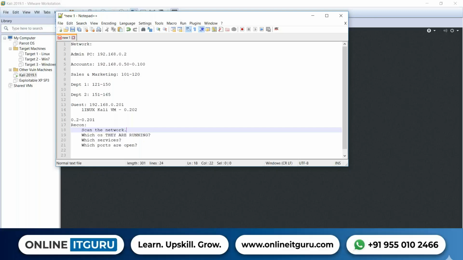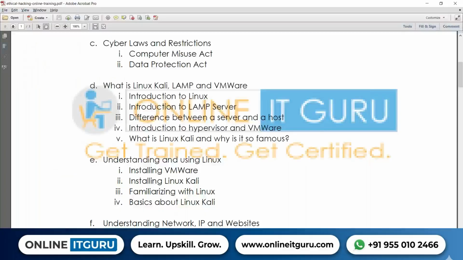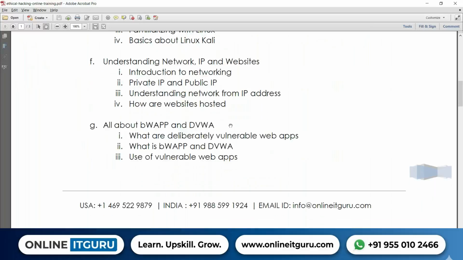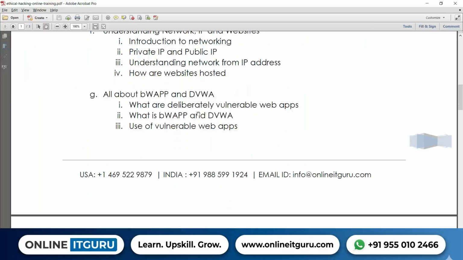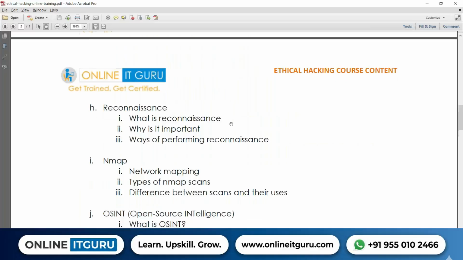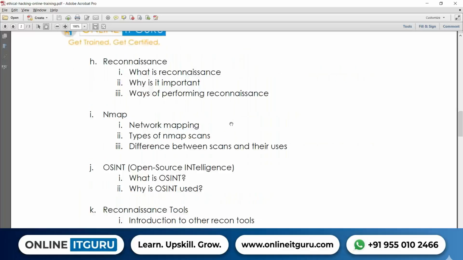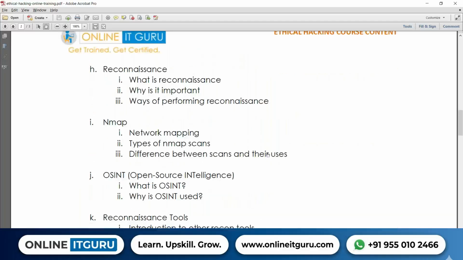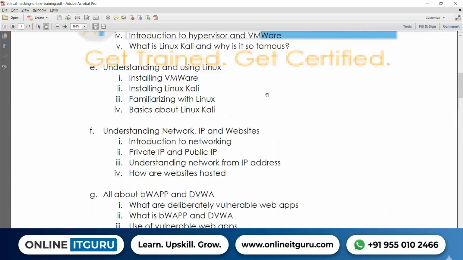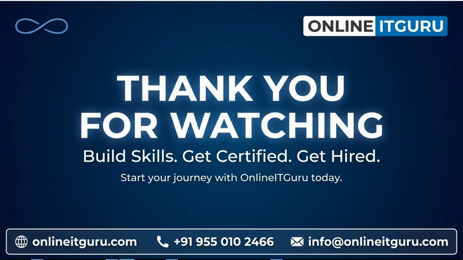No. If you look at the course, when we start, I'll explain what networking is, what private and public IP addresses are, what the networks are, and how a website is hosted. Then we'll go to reconnaissance: what is reconnaissance and why is it important? And in the reconnaissance part only, I'll teach you how to scan a network, what networks are, and usually how they are hosted and stuff.